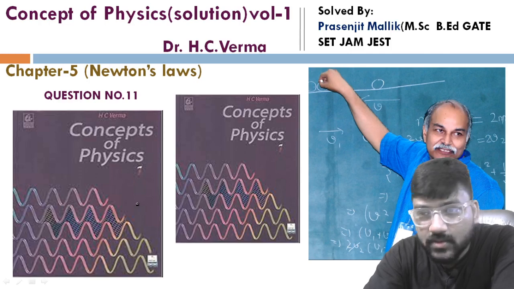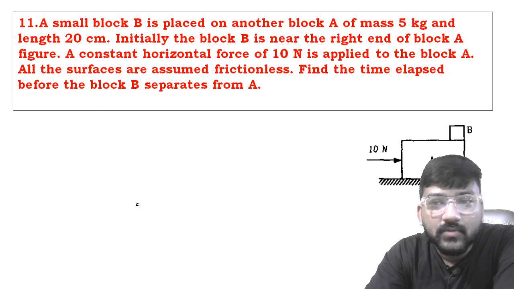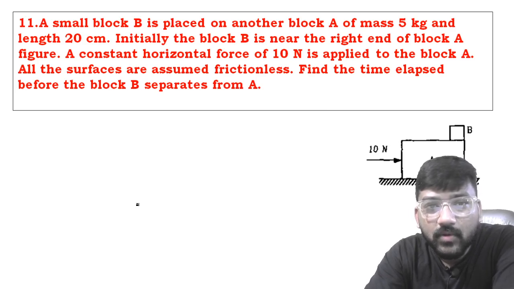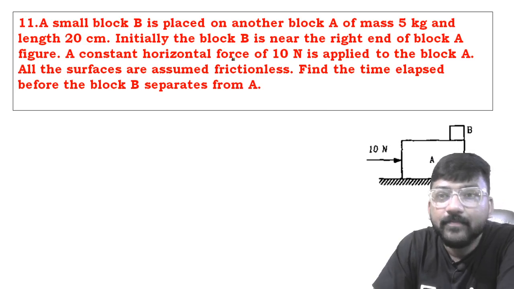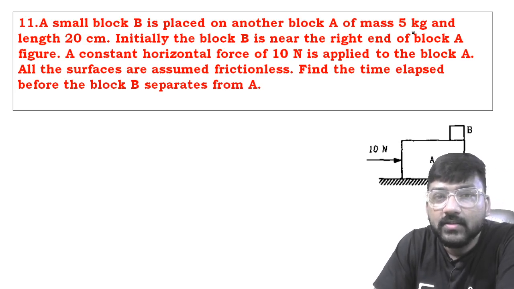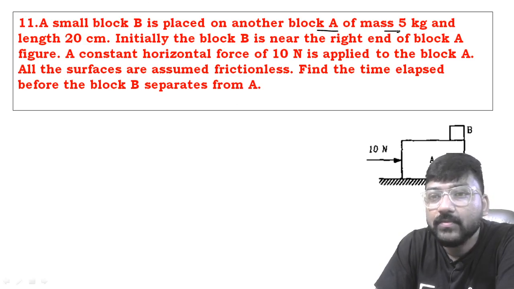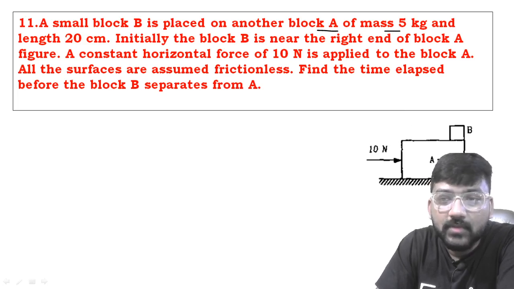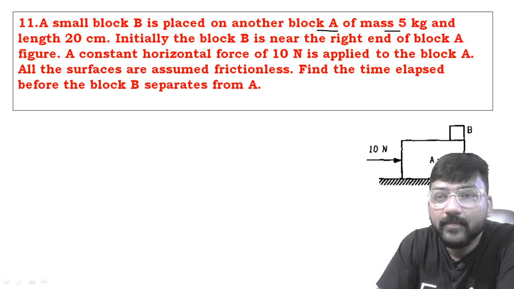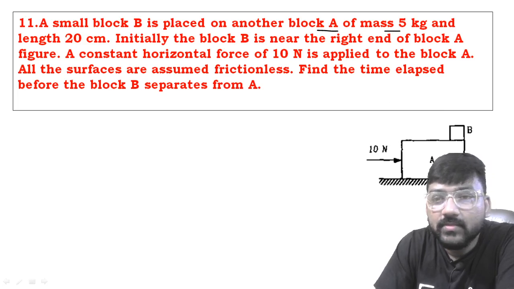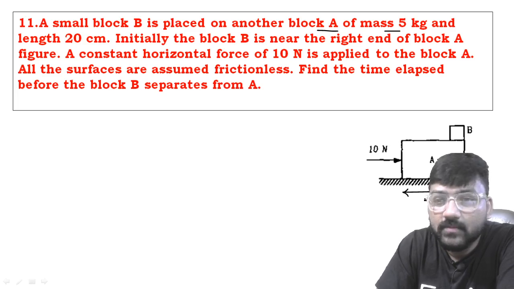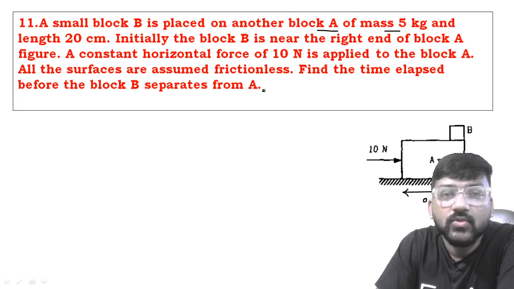So this is chapter number 5. Okay, so the first question is that a small block B is placed on another block A, as you see from this figure, of mass 5 kg. That means the mass of A is 5 kg, and length 20 centimeter. So this length is just 20 centimeter, that means 0.2 meter.